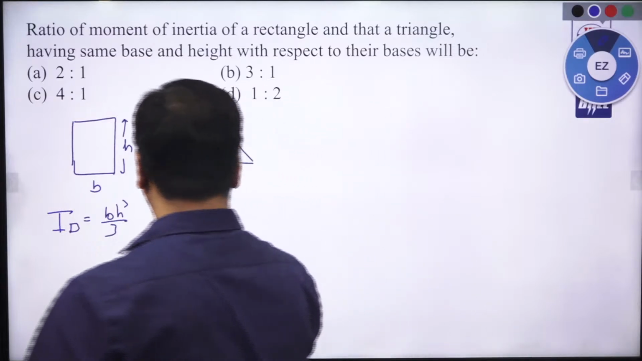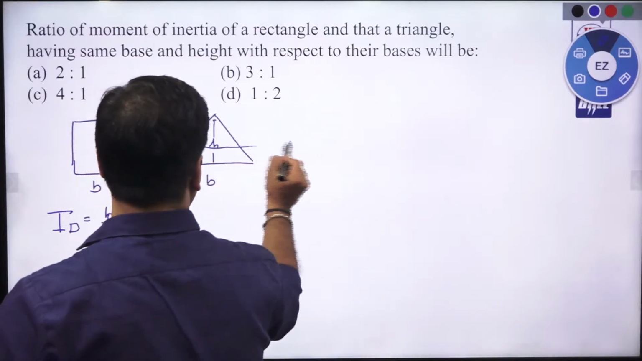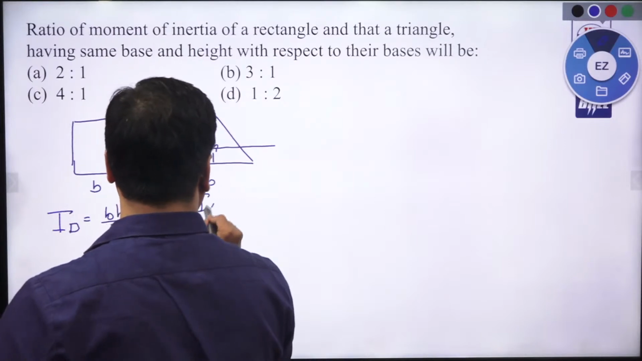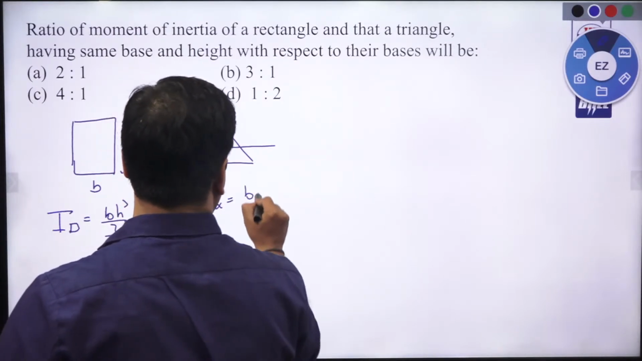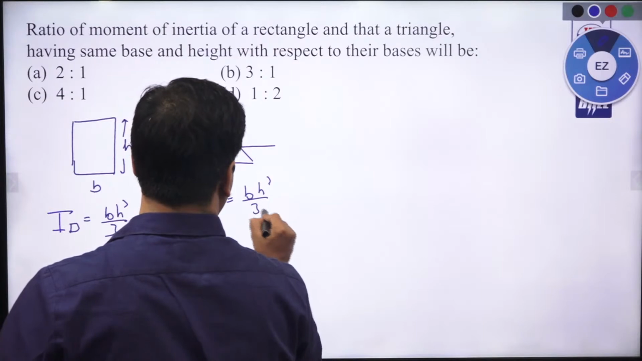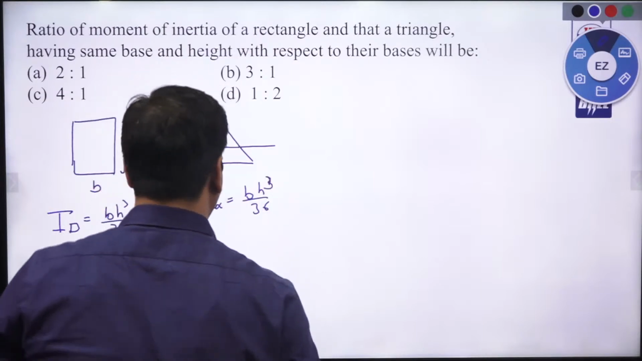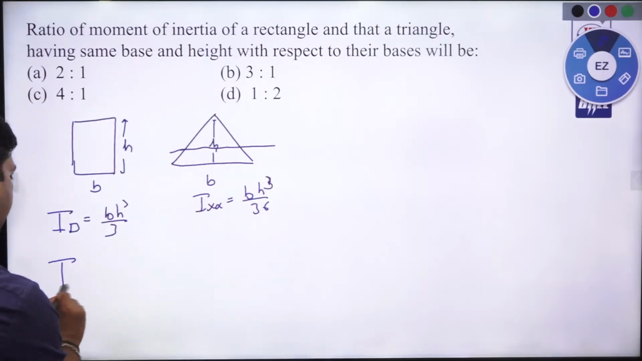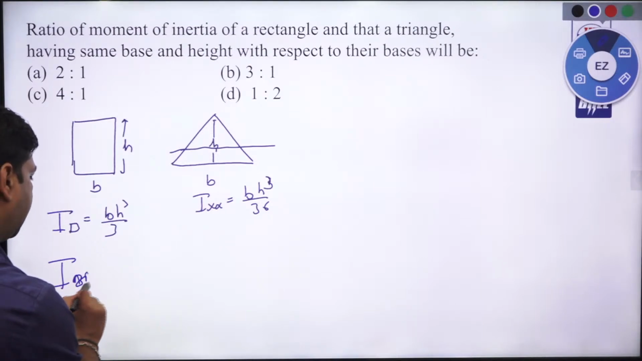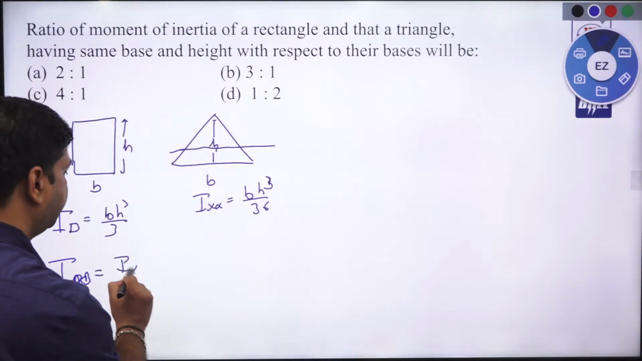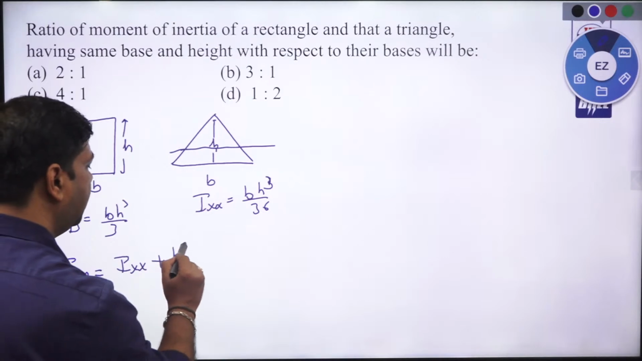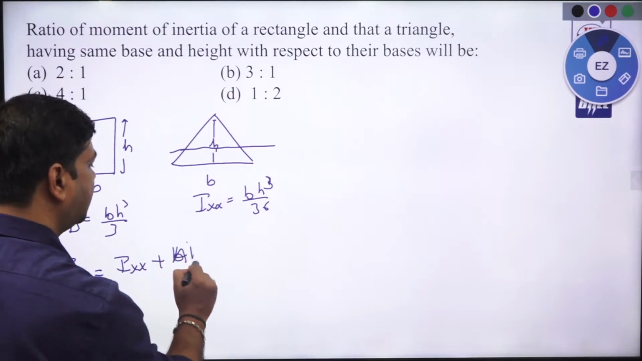As I know, the moment of inertia about the centroidal axis is bh cube by 36, bh cube by 36. So how much will I about the base be? I of xx plus A into h square.